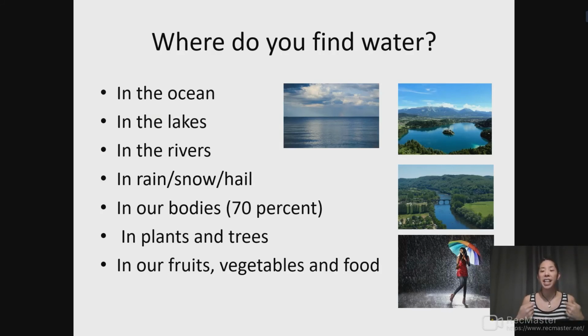Water is inside our bodies. Our bodies are made up of 70% of water. We also find water in plants and in the trees. It's also in the food that we eat, in lots of our fruits and vegetables.